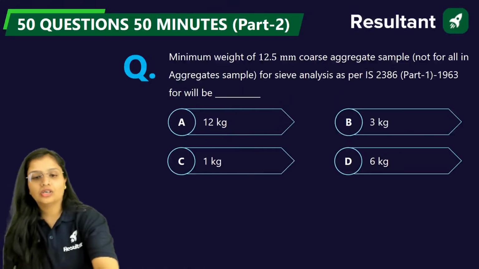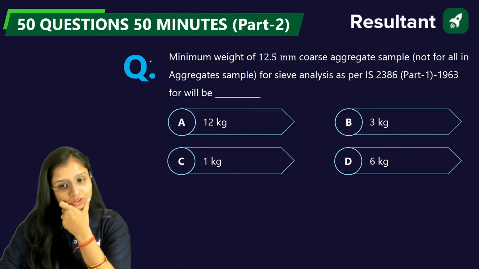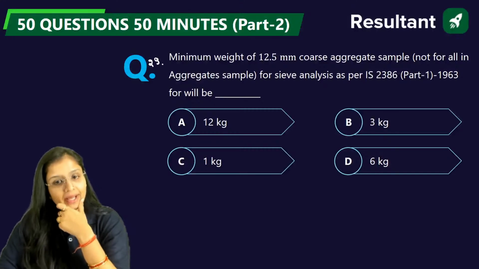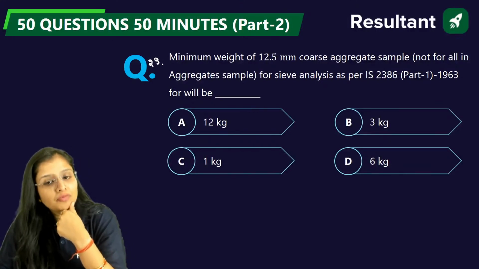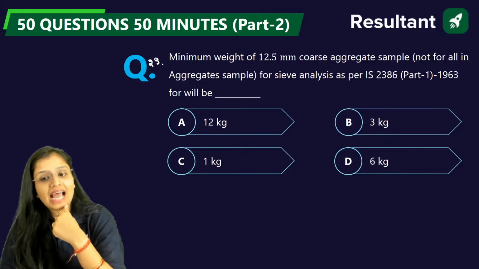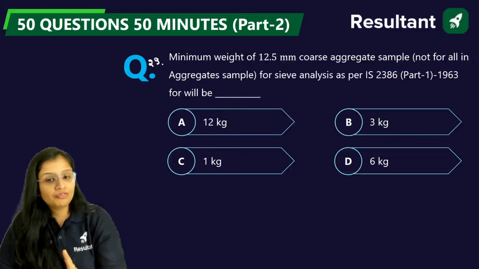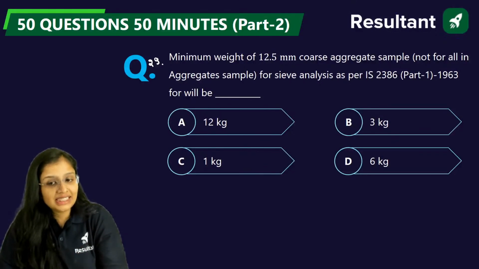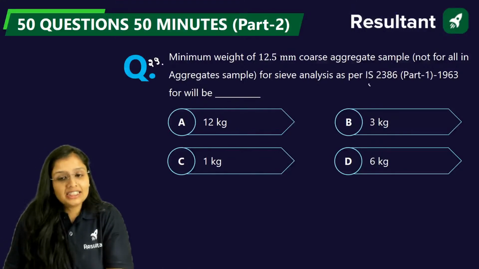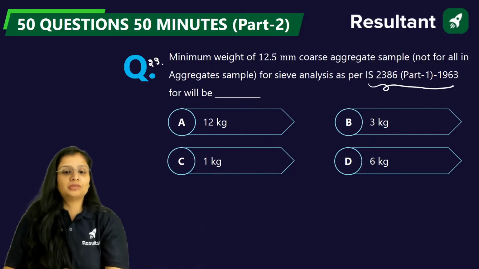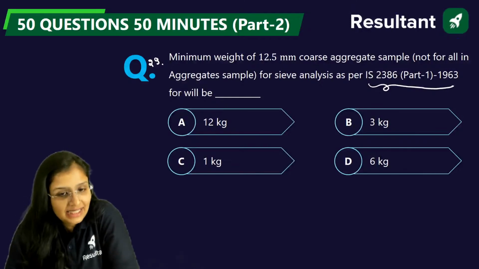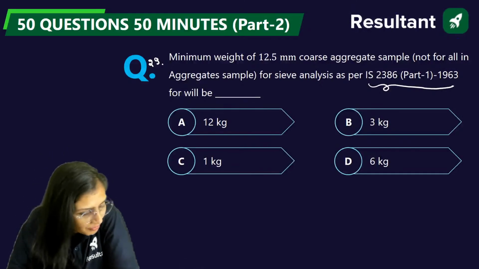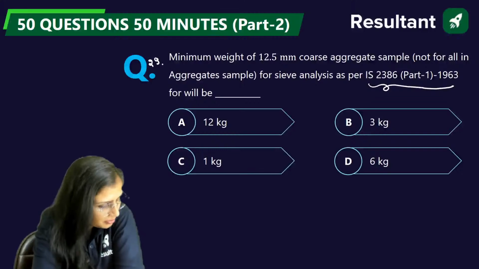Okay. Question number, now this is a database question guys, जो code वाला आ जाता है. Minimum weight of 12.5 mm coarse aggregate sample, not for all in aggregate sample, for sieve analysis as per IS 2386 part 1 1963 will be. कितना होगा? 12.5 mm aggregate.